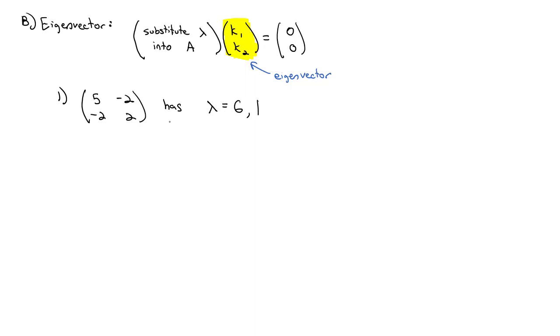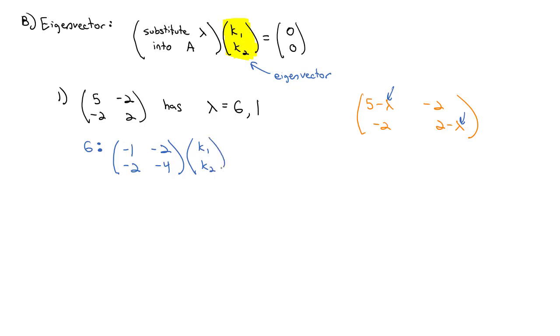If I wanted to find the eigenvectors for this, I would first start with the 6. Recall that we found the eigenvalues by taking 5 minus lambda, -2, -2, and 2 minus lambda. So when I'm finding the eigenvector for 6, I'm plugging 6 in for both of those lambdas. 5 minus 6 is -1. And then we've got the -2 and the -2 staying the same. And then finally, we have the 2 minus 6, which is -4. And that's going to be multiplied by k1, k2. And we know the solution's going to be the 0 vector.